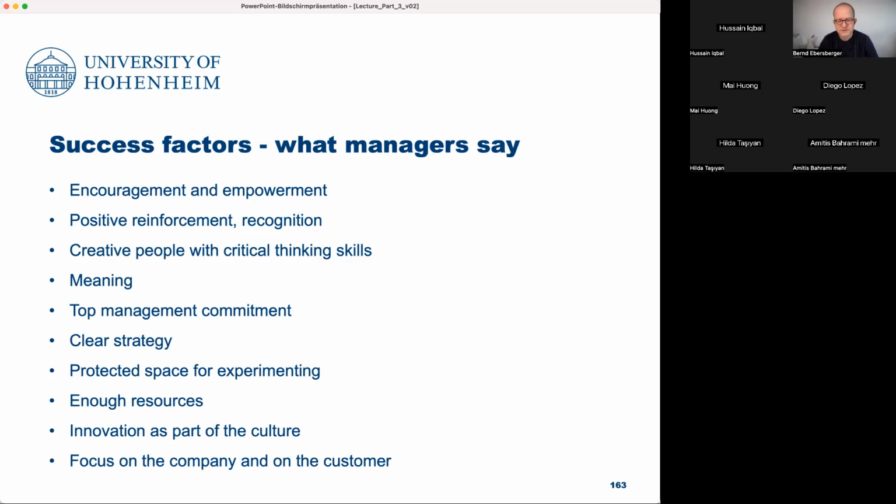Top management commitment. Yes, we have said this. A clear strategy. Protected space for experimenting is part of the empowerment, of course. Enough resources, of course. Still, sometimes you have to tell managers that you need to allocate resources to innovation if you want innovation outcome. They're not pulling it out of thin air. So this is very, very important.